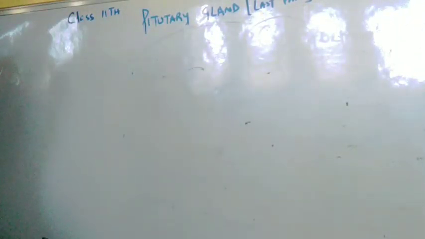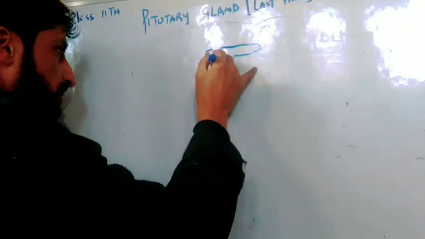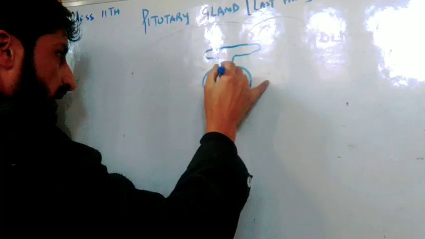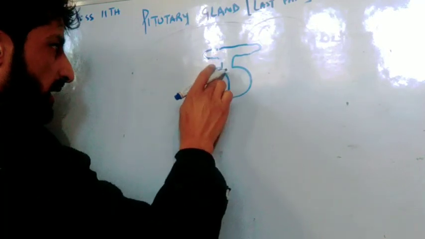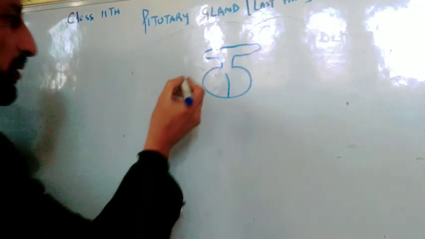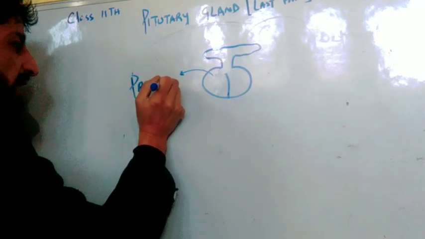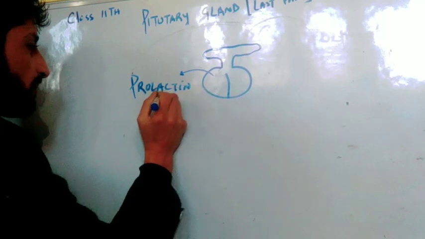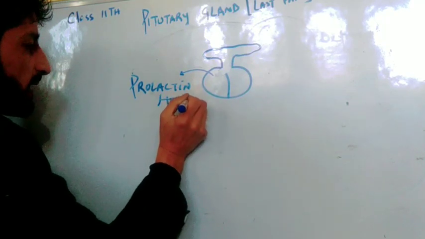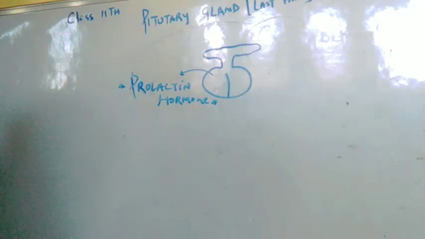Now, the third hormone which we have to study. Again, this is hypothalamus, this is pituitary stalk, this is pituitary gland, this is anterior lobe of pituitary gland. From the anterior lobe of pituitary gland, a very special hormone is produced. That special hormone we call prolactin hormone. This is the third hormone. We have to study something about this hormone, prolactin hormone.